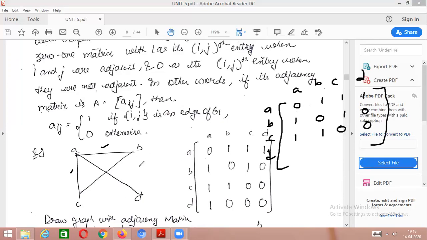Next, D to A, is there an edge? Yes, edge is there, 1. Next, D to B, is there an edge? No edge, therefore 0. Next, D to C, is there an edge? No, 0. Next, D to D, is there an edge? No, 0. Okay, this is the adjacency matrix for the given graph.